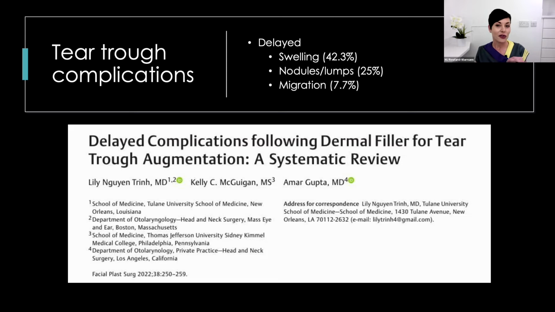We might find too much filler for the small space under the orbicularis, placement of filler behind the orbital septum, wrong case selection, such as patients with bags rather than troughs. We might have superficial placement of filler, wrong filler type, or filler might be irritating vessels, causing hypervascularity and edema. And this is something I'll discuss in just a moment.